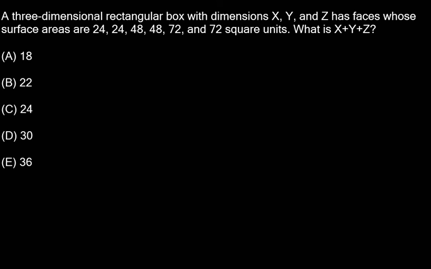Alright guys, this is question 4, I think, of the 2018 AMC 10 Test B. This is also one of the easier questions. It's about surface area. This is a three-dimensional rectangular box. Let's draw ourselves one.